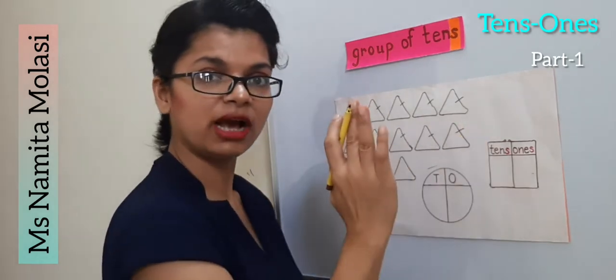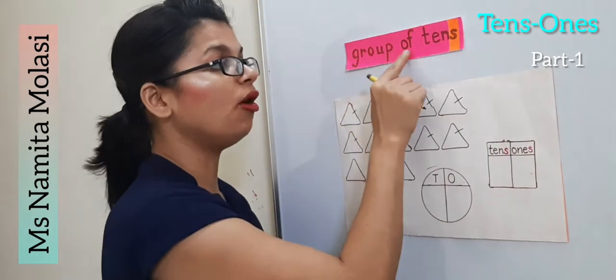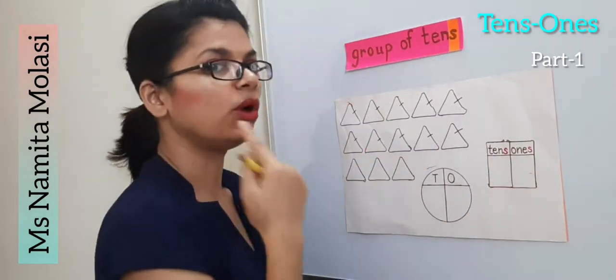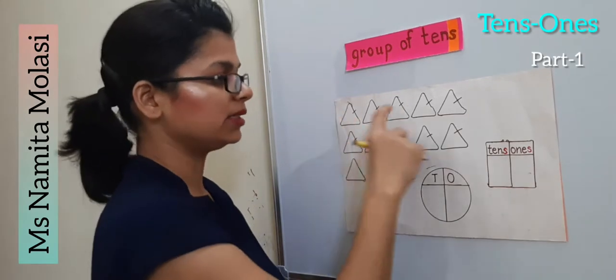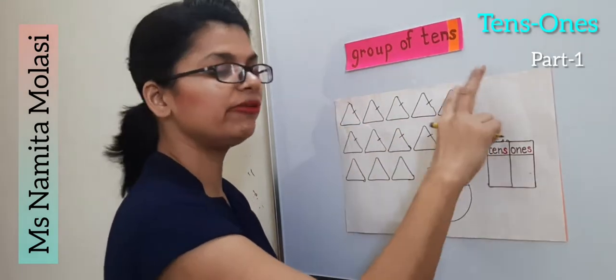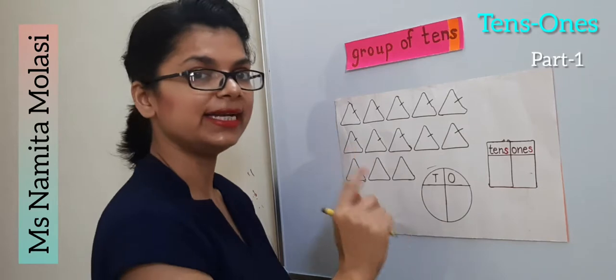1, 2, 3, 4, 5, 6, 7, 8, 9, 10. Stop. We are making the group of tens. Maybe one ten or more tens, but we are making group of tens. So here we stop because we have found 10. Let's count again.